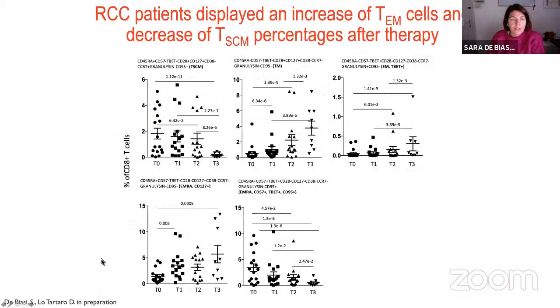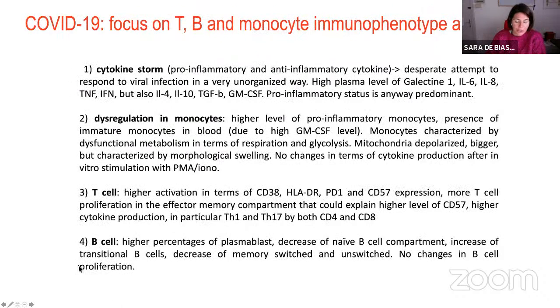And what we found out is that these patients treated with anti-PD-1 display an increase of the effector memory compartment and a decrease of T stem cell memory percentage after therapy. Of course, for this data we have to finish the experiments, and there is a lot of investigation going on. But what I can say is that, for sure, this kind of therapy is able to induce a redistribution of T cell populations.